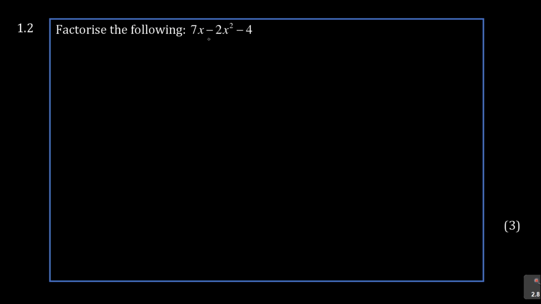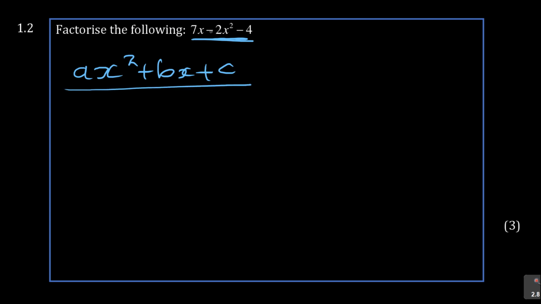Remember, the most important thing is that it is mixed up. You need to put it in the form of ax squared plus bx plus c. So this is the standard form. You can see that it's minus 2x squared, with the squared there. And then the 7 is positive, so you've got plus 7x. And then the 4 is negative, minus 4.